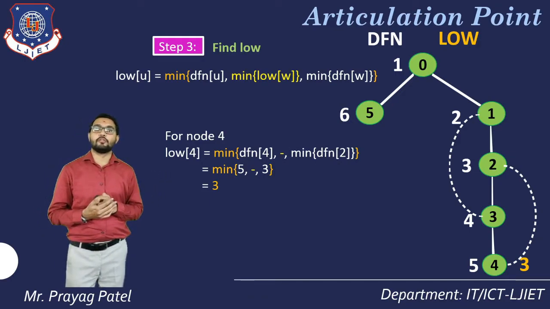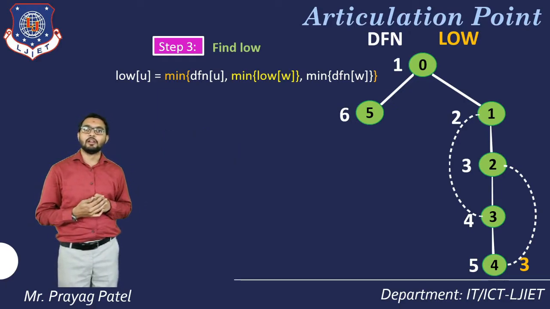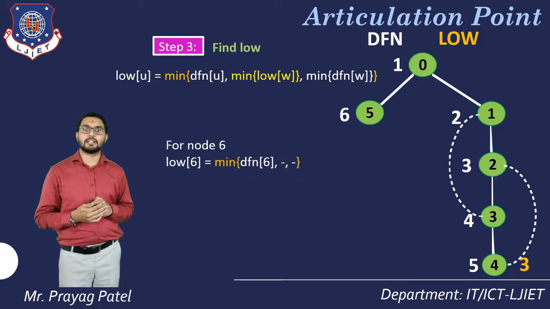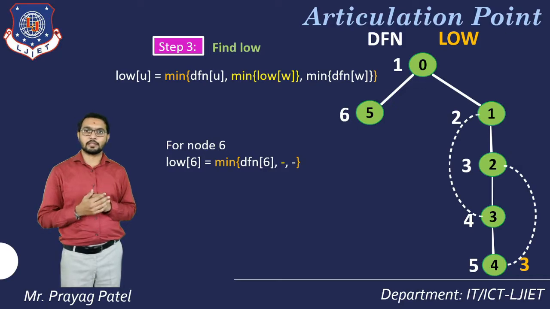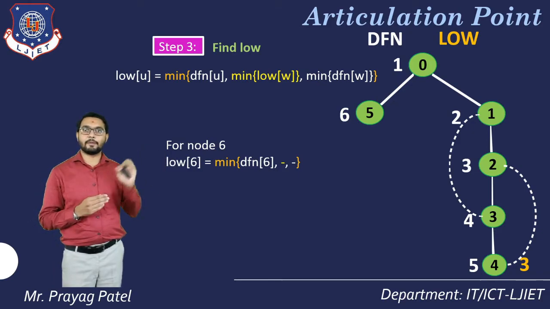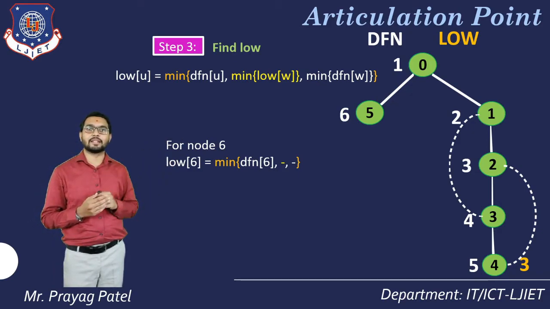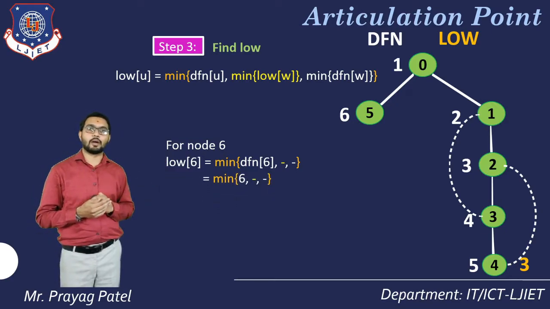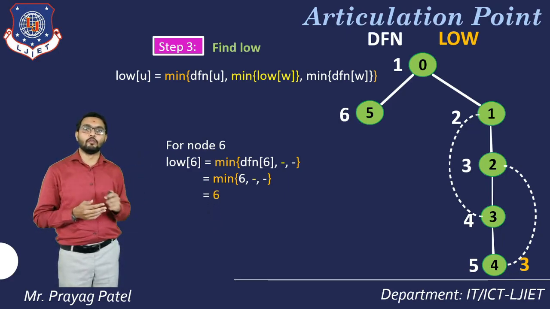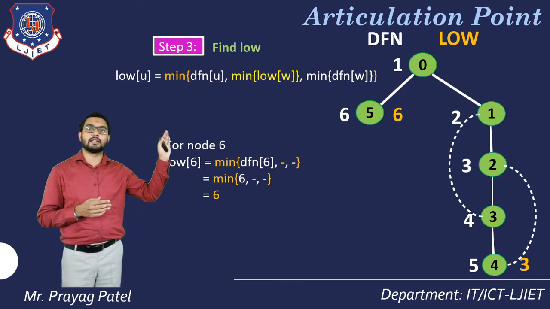Now consider the next node. Which node is a leaf node after 4? Node number 6. In node number 6, consider the minimum of DFN of 6, then the child is not available, then blank, then a back edge is not available at node 5. Here for node 5, the DFN number equals 6. So low of 5 is the minimum of 6, dash. So the minimum equals 6: for node number 5, the low value equals 6, and put the value 6 at this location.